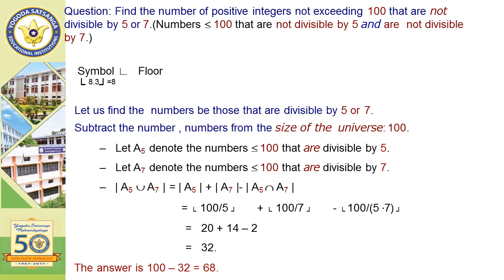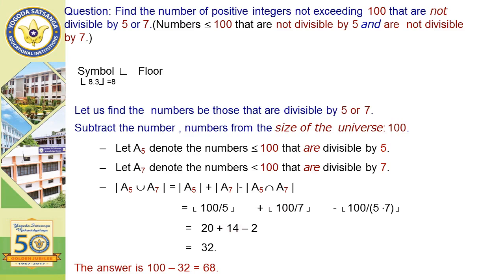Now if A5 denotes the total number of numbers that are divisible by 5, how do we calculate it? By dividing 100 by 5. This is the total number of numbers that are divisible by 5, that is 20. Similarly, A7 denotes the numbers that are divisible by 7 and less than 100. So A7 will be 100 divided by 7, and we take its floor value. It will give a real value, then its minimum integer is 14.